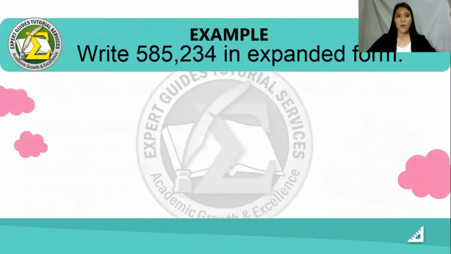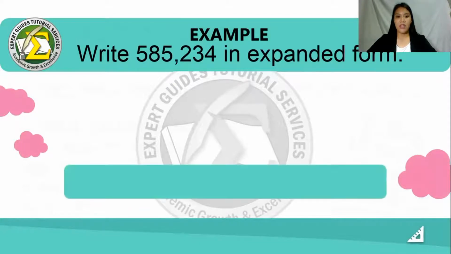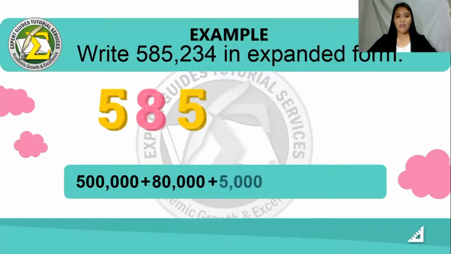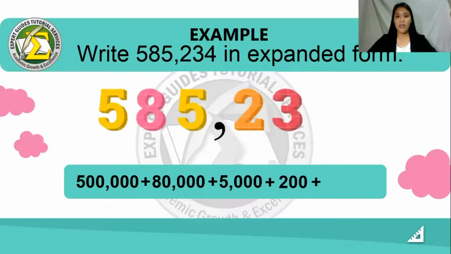So let's have this example. We are asked to write 585,234 in expanded form. To do this, we have 5, which is in the 100,000 place, that gives us 500,000, plus 8 in the 10,000 place value. That gives us 80,000. We have 5 in the 1,000 place value. That gives us 5,000. 2 in the 100 place value. That gives us 200. Then we have 3 in the 10's place value. That gives us 30. And 4 in the 1's place value, we simply add 4, our last digit. So as you can see, if you know how to name this and know its place value, you can simply identify how many zeros you need to add.